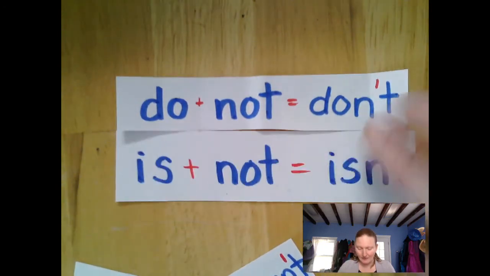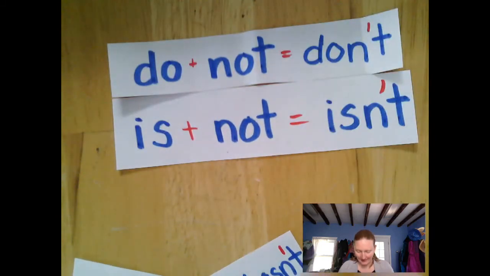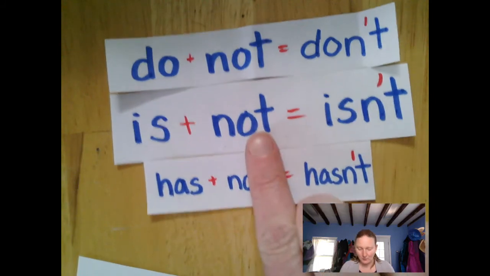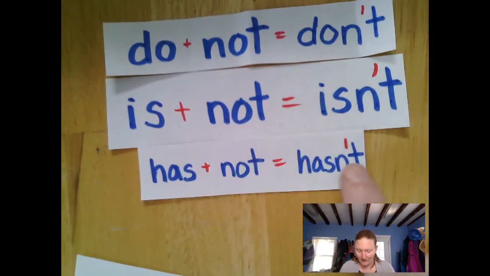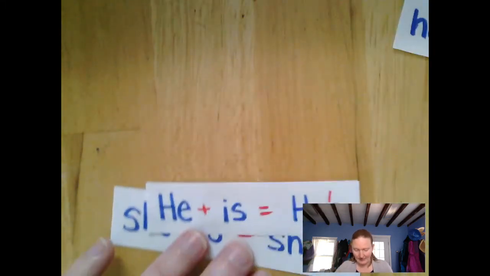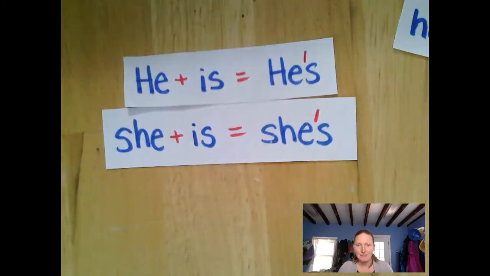You might notice that on lots of these words, if the second word is not, the letter that gets squished out is the O. So the apostrophe goes between the N and the T. That's what usually happens. If you're adding the word is, like she is and he is, the letter that goes missing is the I. So the apostrophe goes where the I used to go.